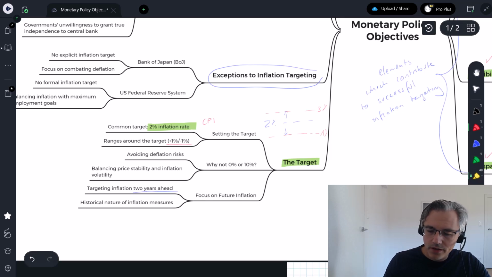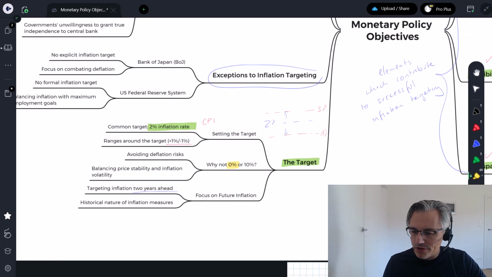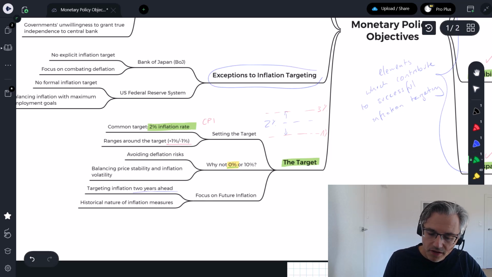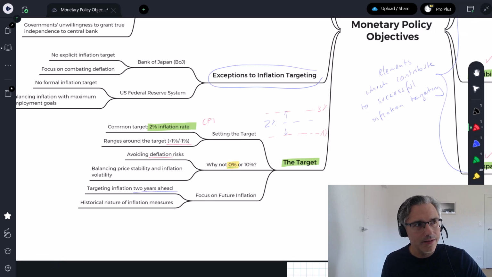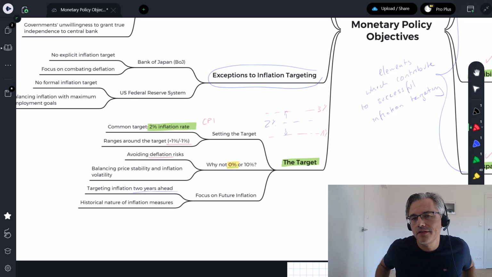And the question is, why 2%? Why, for example, not 0? And I know I didn't make this question up. It is asked in your curriculum. Well, first of all, you don't go for 0% because it would be easy to get the economy into deflation, so negative inflation, a situation of persistent price drops.